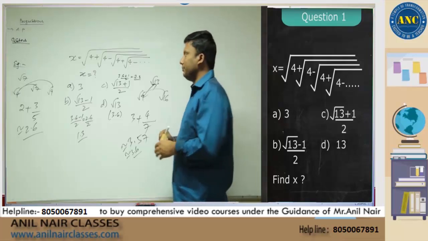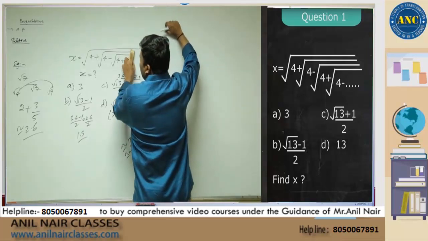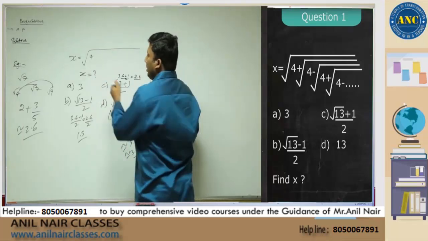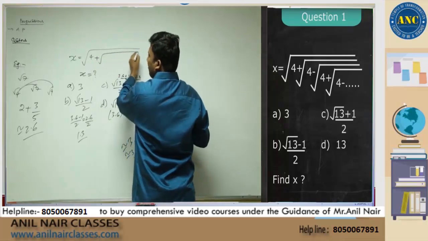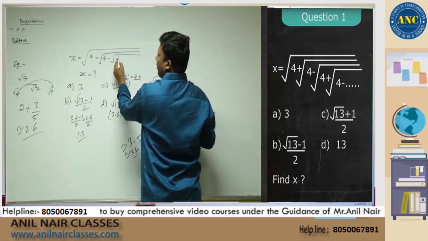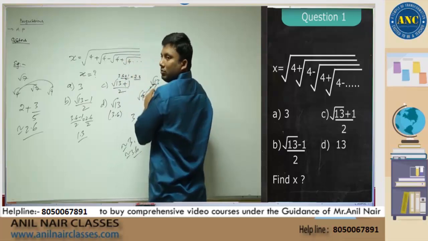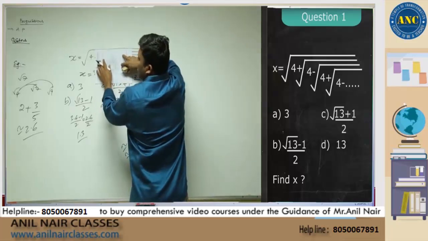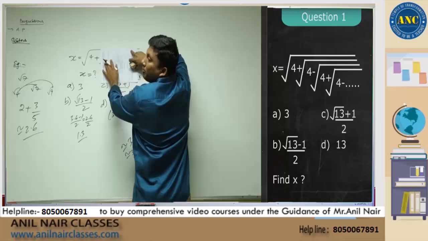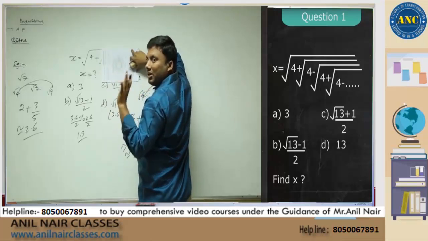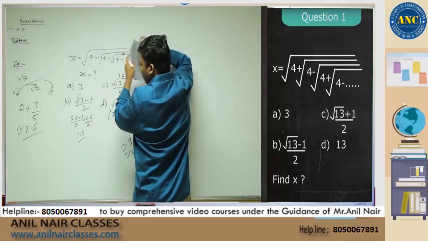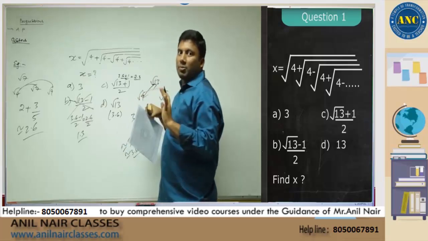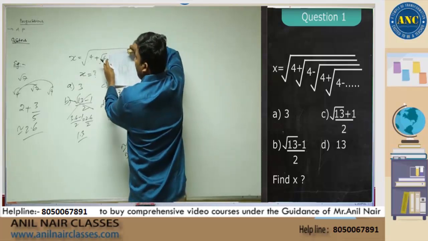You take a duster. If this is not there, what is the value? 2. But it is 2 plus something. If I close all this, what is the value? 2. But it is 2 plus something. 2 plus something means greater than 2. Greater than 2. Greater than 2. Not possible. Go to the next step.